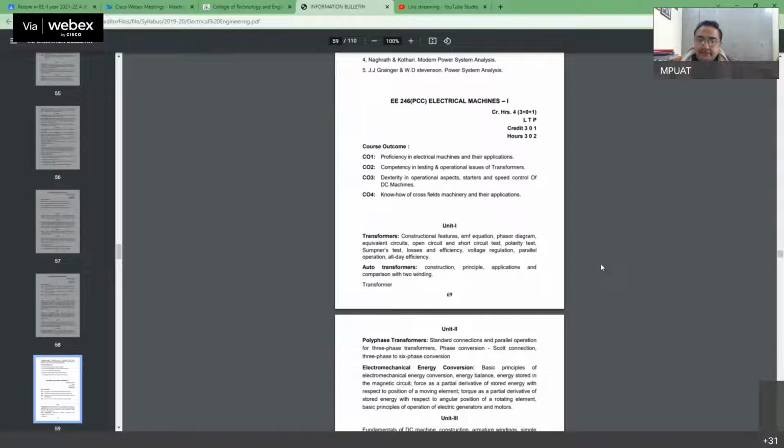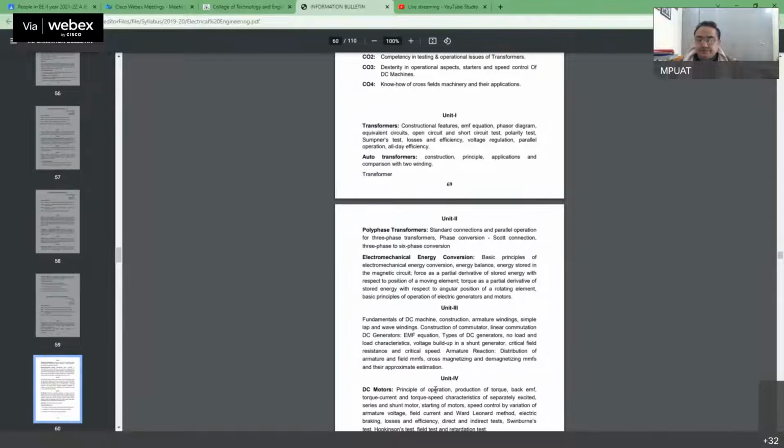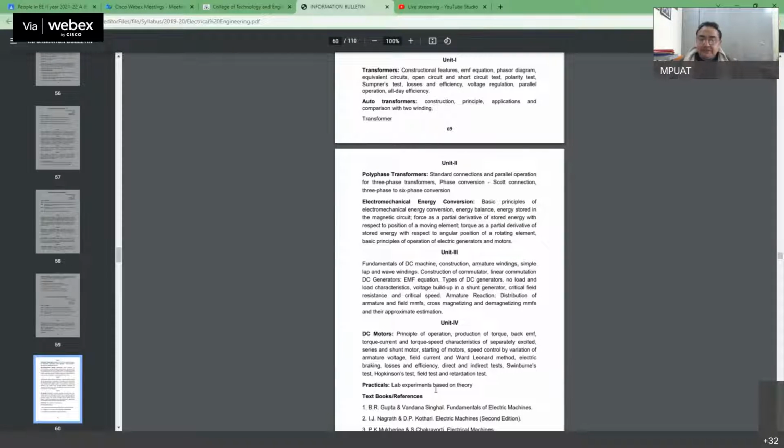As you can see, in unit 1 we have a transformer as well as the auto transformer. Then in unit 2 we have two topics. One is the polyphase transformer. Another is the electromechanical energy conversion principle. The basic concept studied in this topic will be used in our unit 3, where we will study the DC machine. Then the last unit, unit 4, is related to the DC motors.